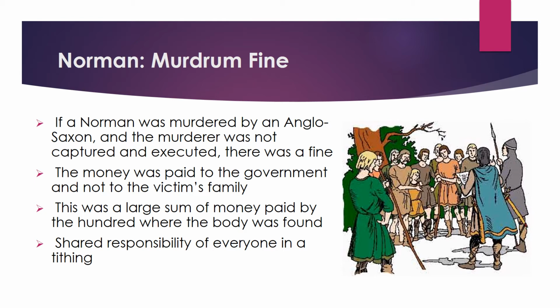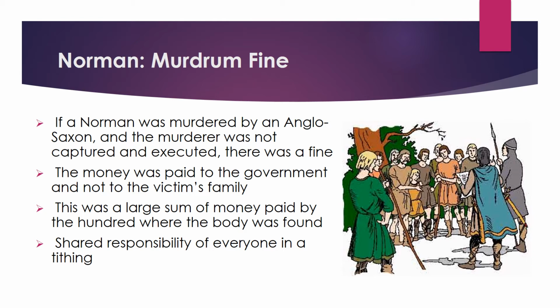So they might try and take them over in the cover of darkness or throw them into the river so they wash further downstream away from them, because people are so scared of this punishment that they don't want to pay this massive fine, so they just want to get rid of the body at any cost. The responsibility for this murder is shared out amongst everyone in a tithing. So a tithing is a group of about 10 households who live very close to each other and have collective responsibility for the behaviour of each other.